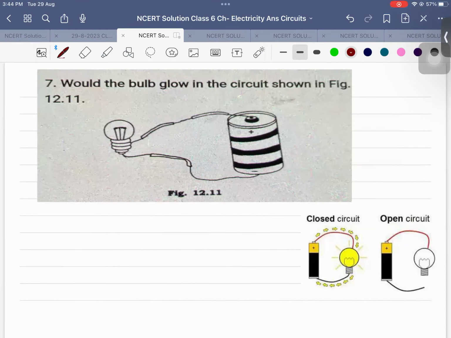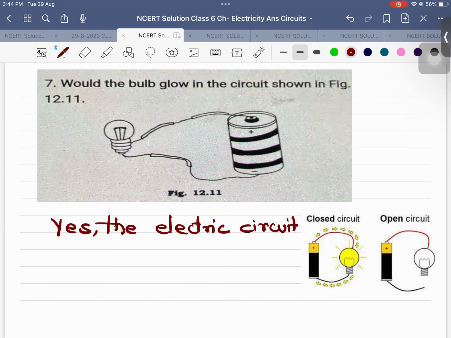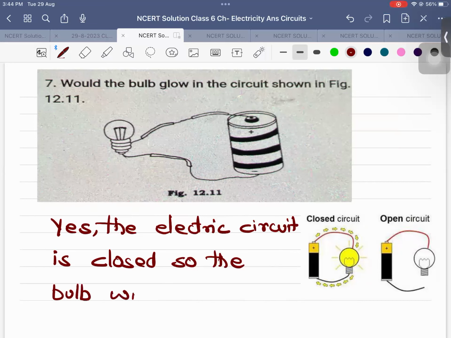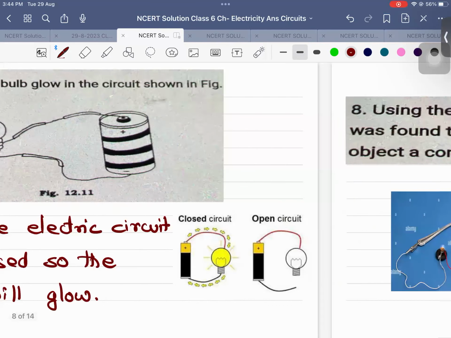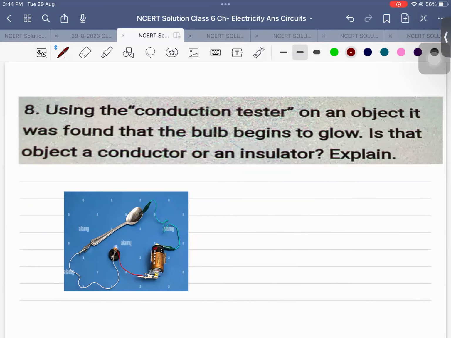Question number 7, would the bulb glow in the circuit shown? So yes, the electric circuit is closed, so the bulb will glow. Coming to question number 8, using the conduction tester on an object, it was found that the bulb begins to glow. Is that object a conductor or an insulator? Explain.